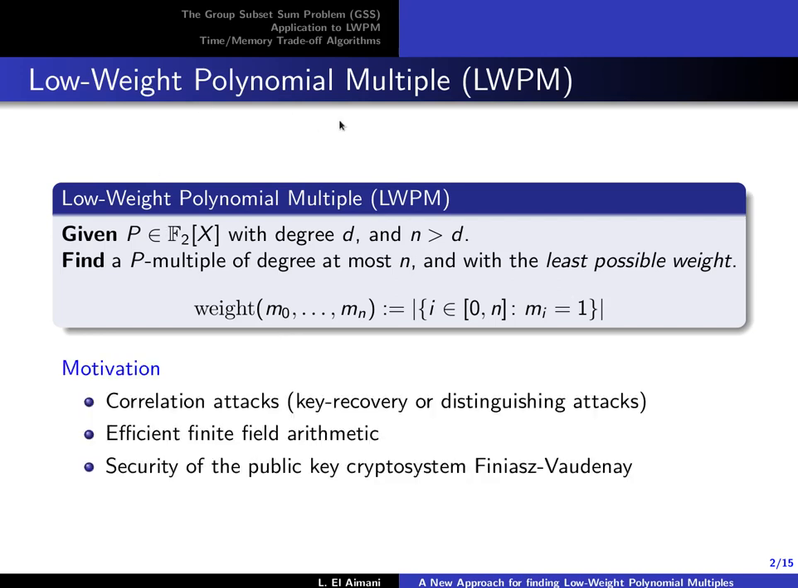The low-weight polynomial multiple problem finds application in cryptology in different contexts. The first and important one is correlation attacks against stream ciphers. It also finds application in finite field arithmetic. And finally, it's used to ensure the security of the public key cryptosystem by Finiasz and Vaudenay.